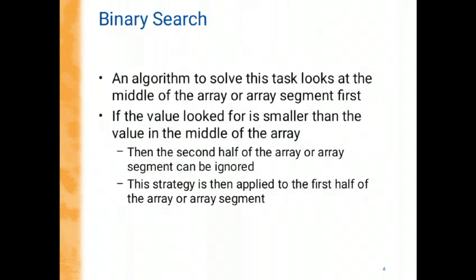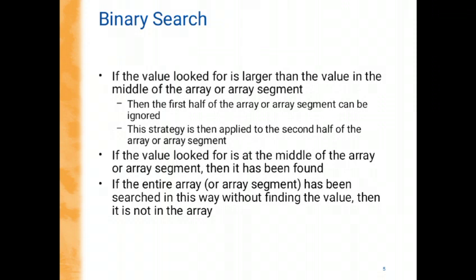An algorithm to solve this task looks at the middle of the array or array element first. If the value looked for is smaller than the value in the middle of the array, then the second half of the array or array segment can be ignored. This strategy is then applied to the first half of the array or array segment. If the value looked for is larger than the value in the middle of the array, then the first half of the array can be ignored. This strategy is then applied to the second half of the array.